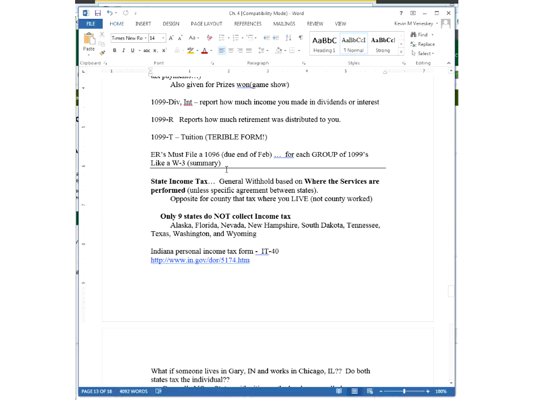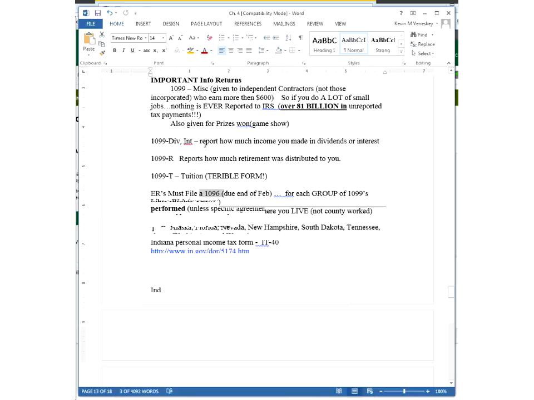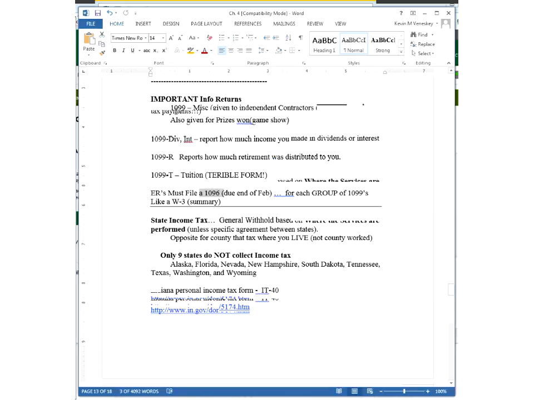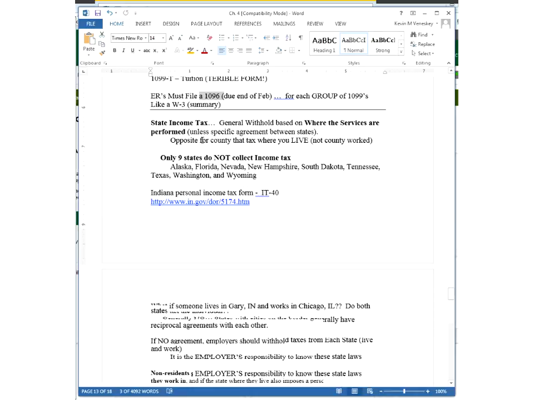File 1096. You have to file a 1096 for every group of the 1099. So if you send out 6 1099 miscellaneouses, you'll have to fill out one 1096 as a summary of that miscellaneous. And then you'd have to fill one out for each 1099-R you had. Okay, I want you to be familiar with the different names and what they're for. That's what I basically want to get out of this for this class.